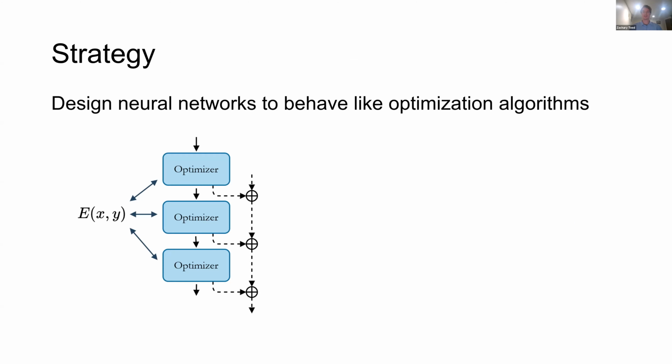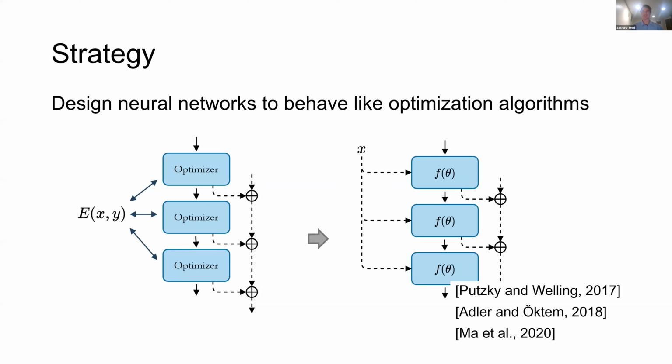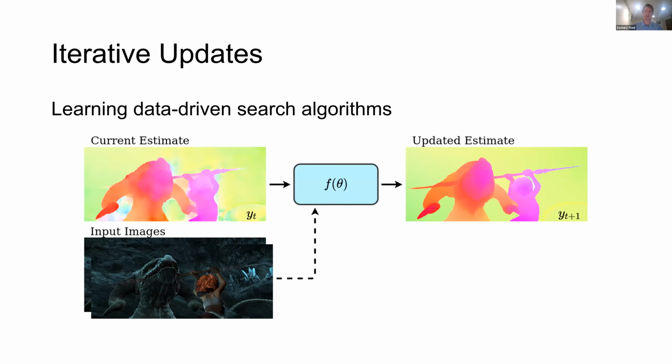So the strategy that I'm going to talk about is trying to design neural networks to behave like optimization algorithms. This is an idea that has shown up in many works in the past, especially in the case of modeling inverse problems. We can take this optimization algorithm and compose it as a computation graph, and then replace each individual hard-coded algorithm with a learned neural network component. This has a number of different advantages, which I'll discuss in this talk.